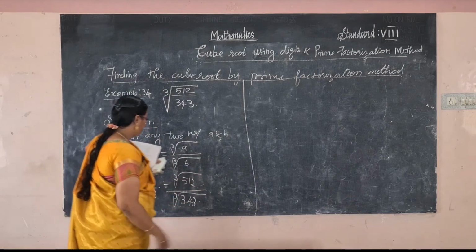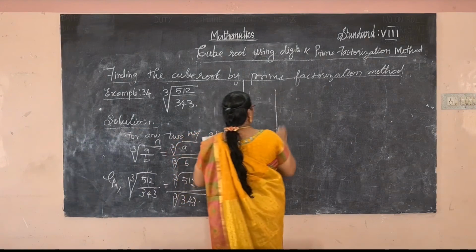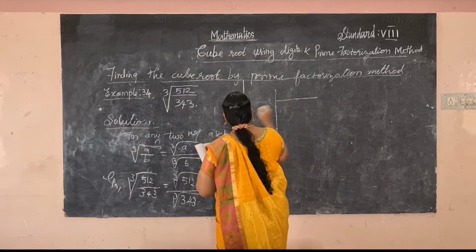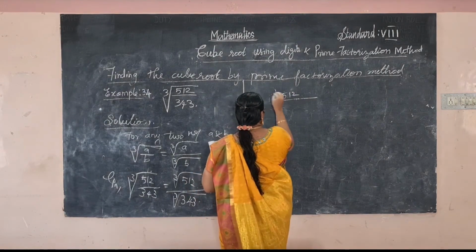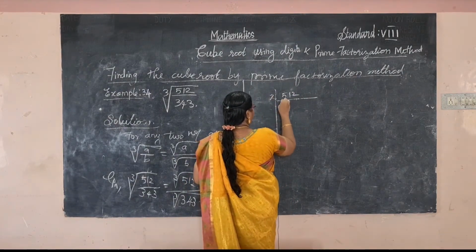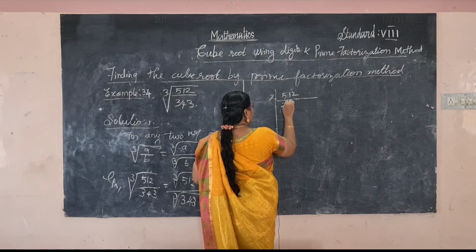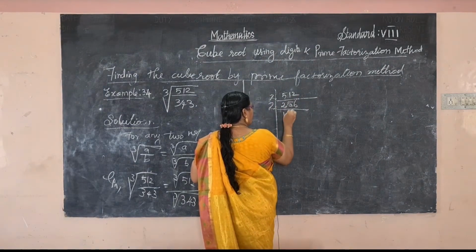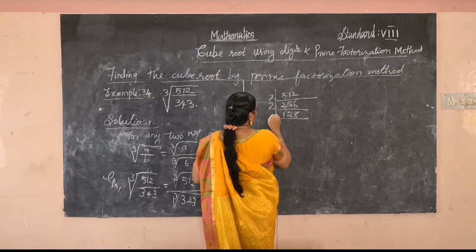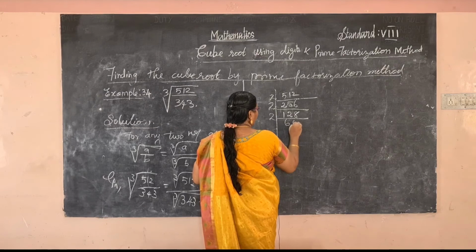Now find the prime factors of 512 and 343. For 512, using the 2 times table: 2 ones are 2, 2 twos are 4, 4 twos are 8, 8 twos are 16, and so on.